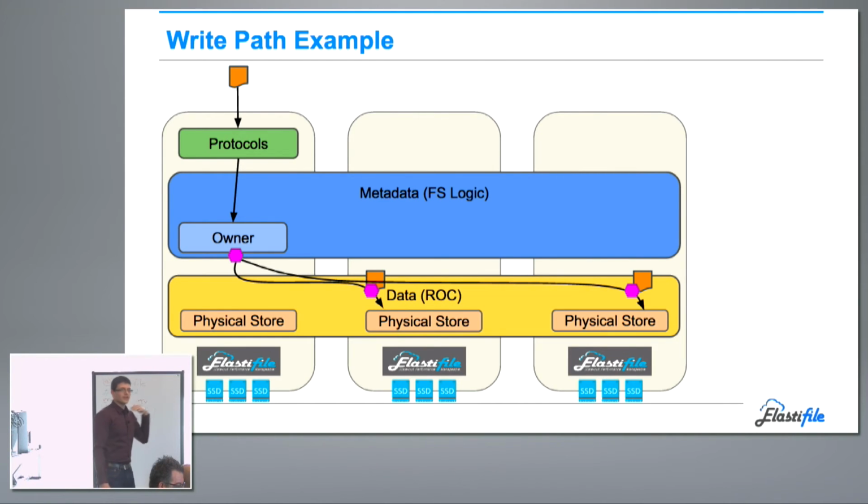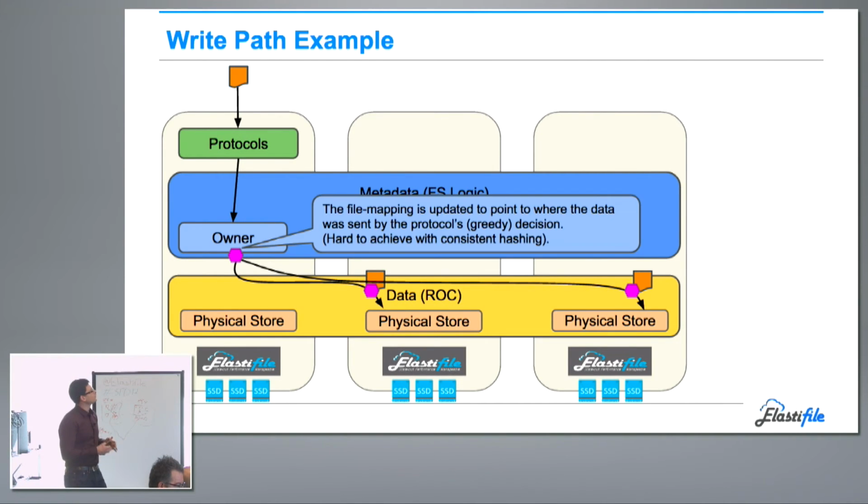Okay, so the owner is actually responsible for updating the file mapping, saying in the write entry, I want to point to this OID. And this is encapsulated as journal entries, which are depicted here as purple hexagons. And they are sent to the same place where the data was sent. So this happens by the protocol layer telling the owner where it has chosen to send the data, and then the owner will send the journal entries to the same place.